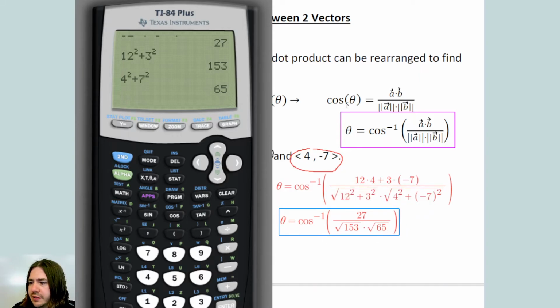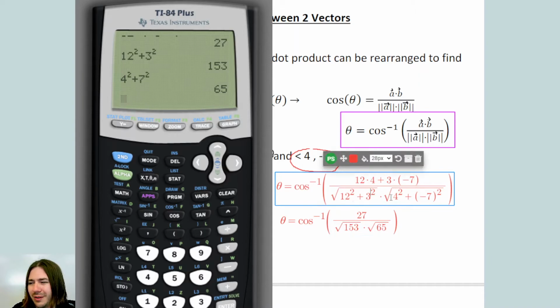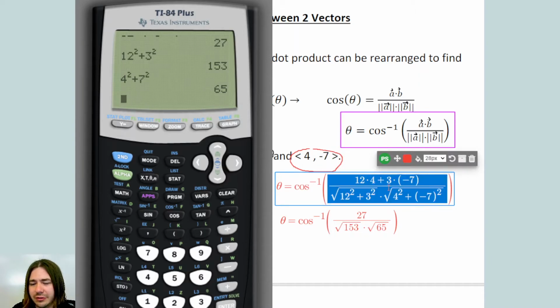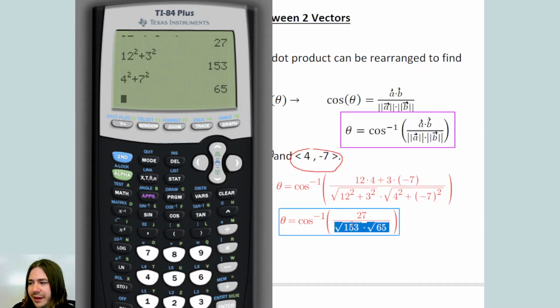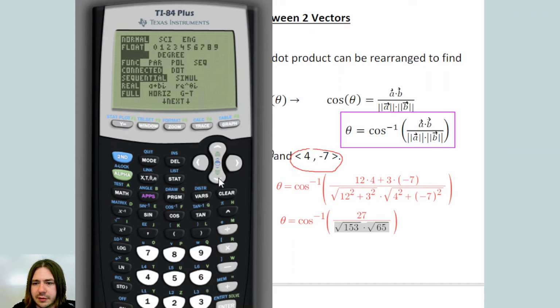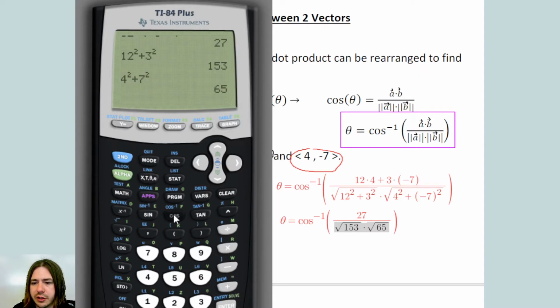Okay. So this is going to be a little bit easier for us to type into the calculator. I would not advise you type in this whole thing. There's just a lot of room for error there. If you simplify it a little bit, it can make things go a little bit more smoothly. So at this point, let's go ahead and do that. I'm going to make sure I'm in degrees. So change that to degrees. And we want the inverse cosine of this fraction, 27 divided by the square root of 153 times the square root of 65. And there you go.